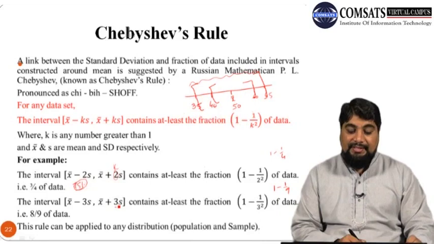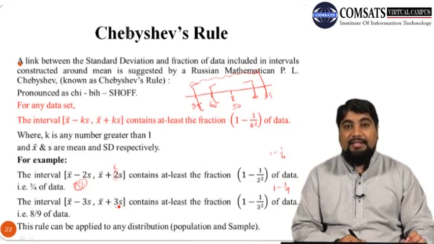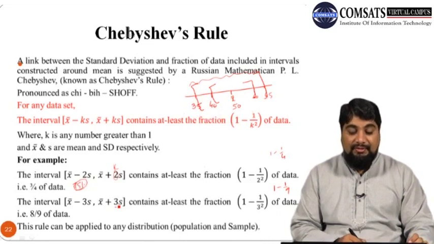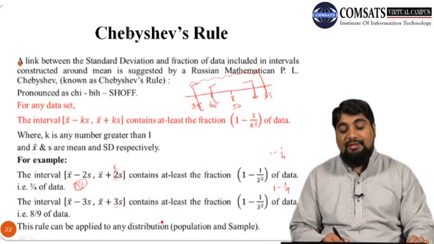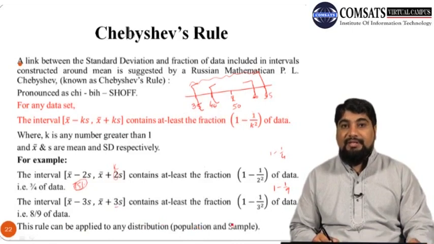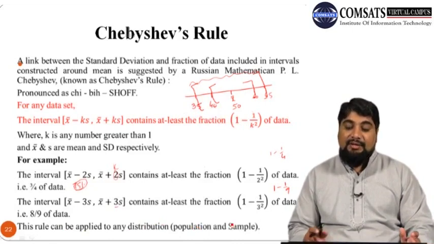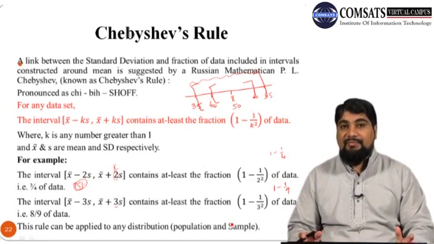So this is called Chebyshev's rule. Note that this rule can be applied to any distribution, and whether the data is population data or sample data. So it gives us a simple rule about the dispersion of the data around the mean value, that is, how much data will be dispersed within given limits.